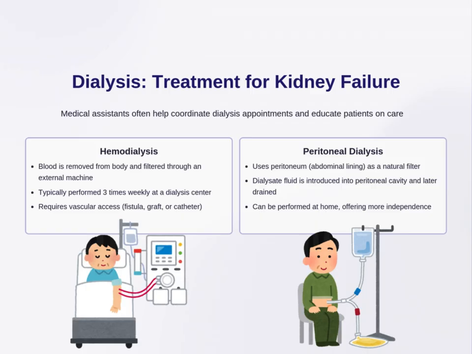Another option is peritoneal dialysis that uses the abdominal lining as a natural filter. It allows for more independence because it can be done at home. However, it has to be done every night and typically overnight, like 12 hours. And depending on the severity of the kidney failure and what their home life is like, and just a lot of factors, it depends on which of these treatments the patient may have.